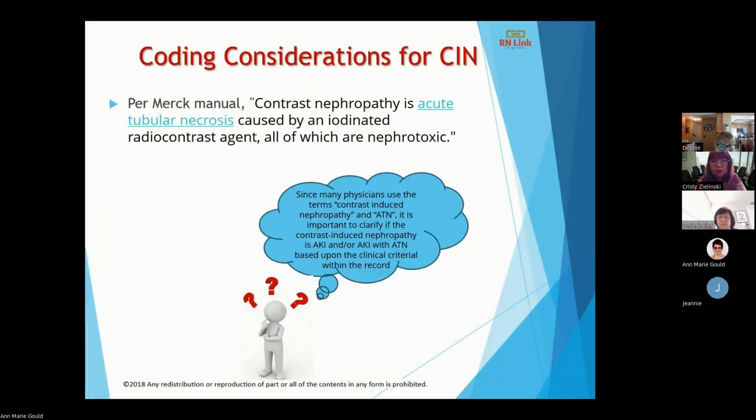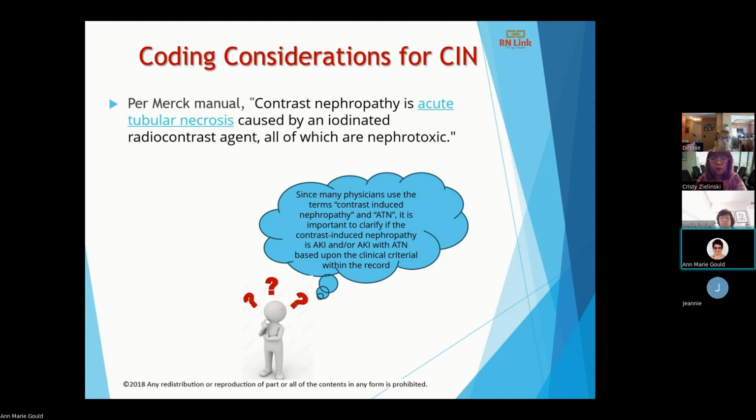And when it comes to coding considerations for CIN, per your Merck Manual, contrast nephropathy is acute tubular necrosis caused by an iodinated radiocontrast agent, all of which are nephrotoxic. Since many physicians use the term contrast-induced nephropathy in ATN, it is important to clarify if the contrast-induced nephropathy is AKI and/or AKI with ATN based upon the clinical criteria within the record. So it's always important to clarify what it is.